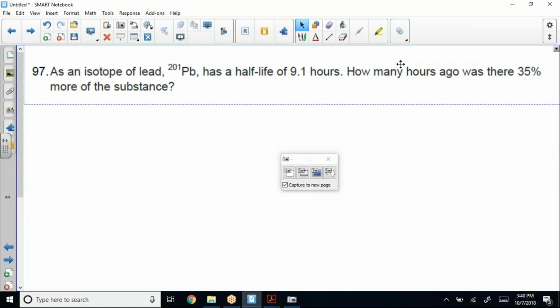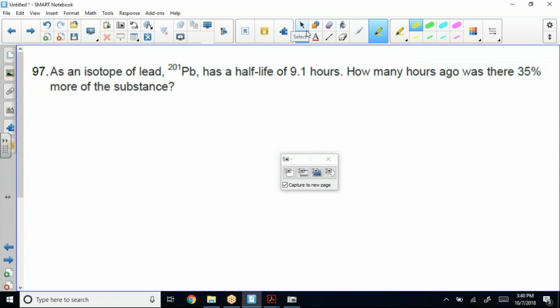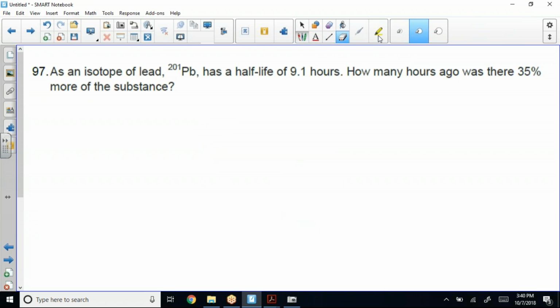So if it's half-life, let's think about that. Half-life means that there's... well, let me erase that. Now this is how I'm looking at it, and then I'll check the answer. Half-life means there's 50% there. So how many hours ago was the 35% more?